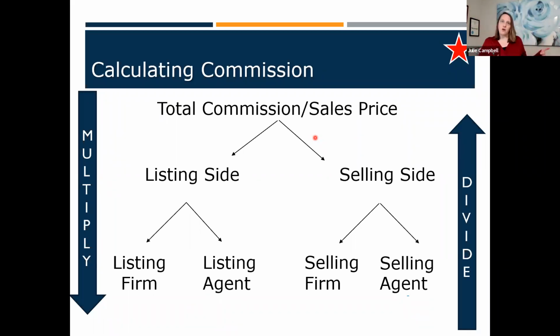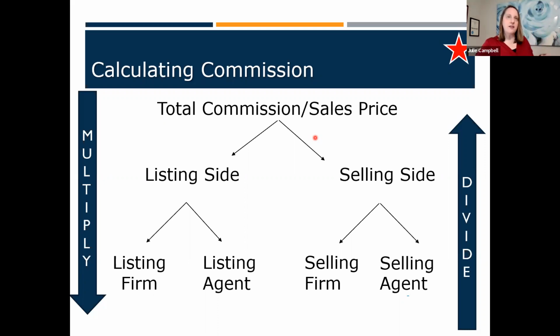The listing firm has agreed to split their commission 50-50 with the selling firm. Not all commission splits are 50-50. Maybe it's 40-60, maybe it's 80-20. You're going to see some variations in your practice problems. We always do what the problem tells us. In this case, we're going to do a 50-50 split. So if we take the total commission, divide it by 2, we get the side's commission. Both sides are going to make $5,670. Everybody with me so far?